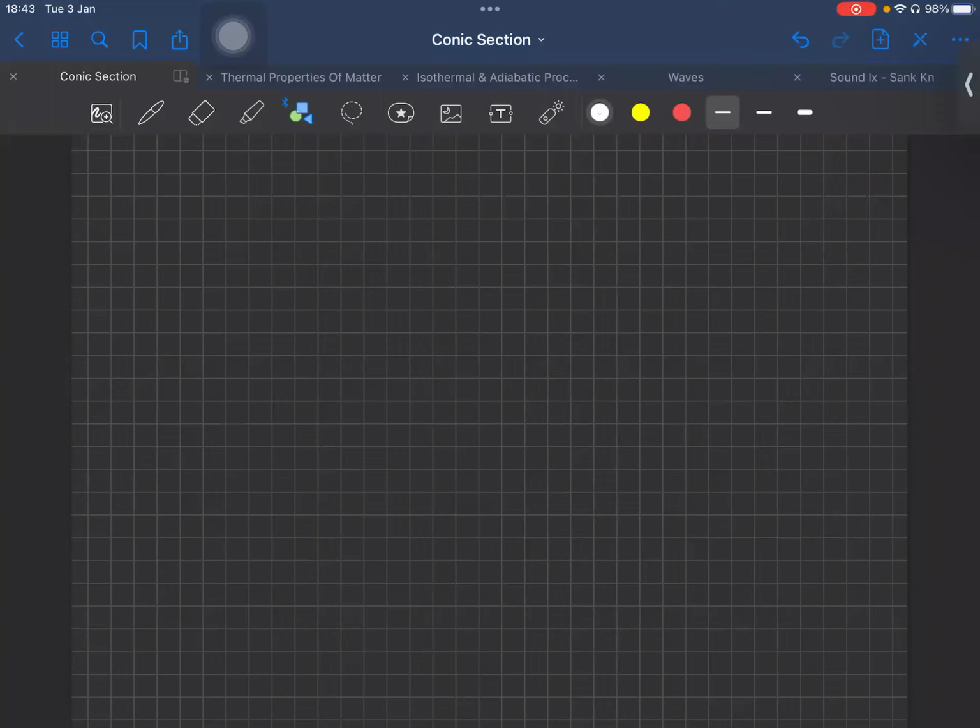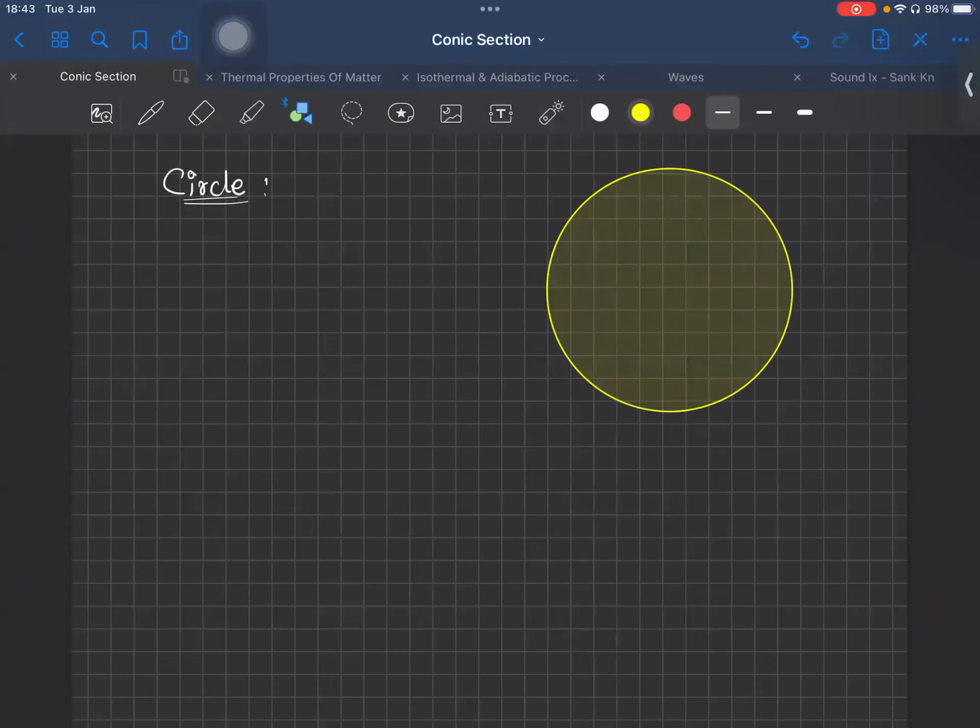What is the definition of circle? How do you define a circle? Murli? Sir, a circle has the same radius on all sides. Okay, same radius on all sides.